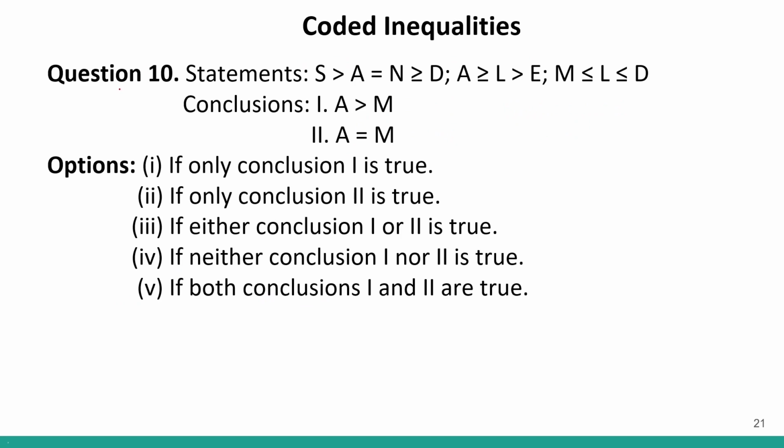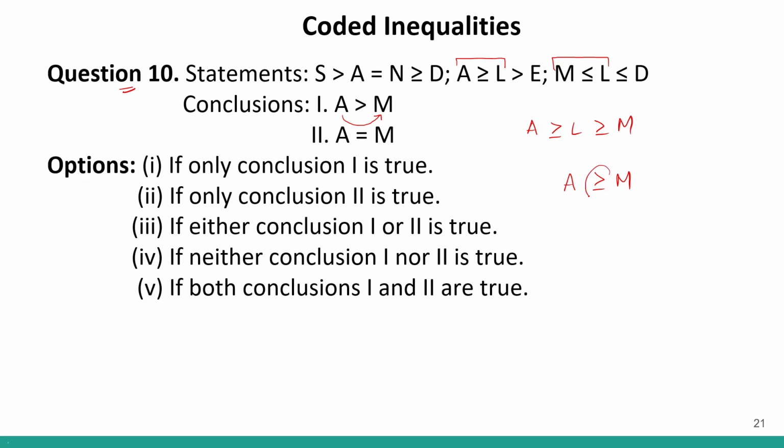Now, let us look at question number 10. A statement is given, and conclusions are given. We have to identify which conclusions follow. So, A is greater than M. That means we have to move from A to M. Correct? Now, I can see the relation between A and L, and between L and M. So, A is greater than or equal to L and L is greater than or equal to M. So, based on this information, I can conclude A is greater than or equal to M.